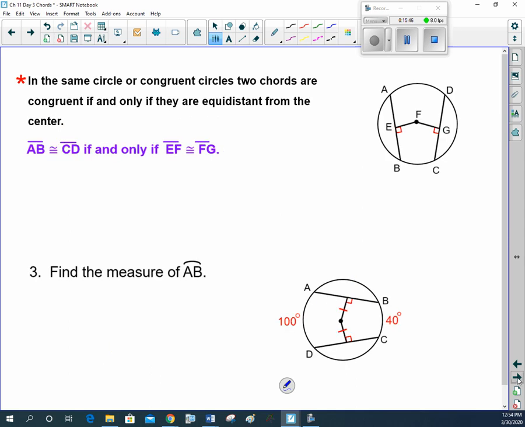Okay, another theorem. This one says, in the same circle or congruent circles, two chords are congruent if and only if they are equidistant from the center. So this picture here at the right shows that we've got two chords. Here's AB and here's DC. And we want to know if they're congruent. Well, they're only going to be congruent if they're equidistant from the center. So this piece right here has to be the same as that piece.